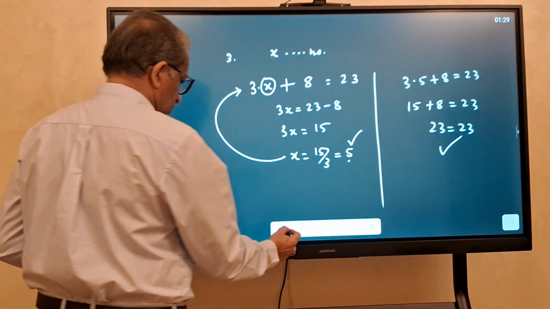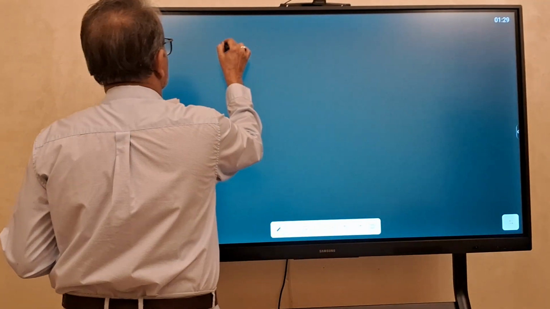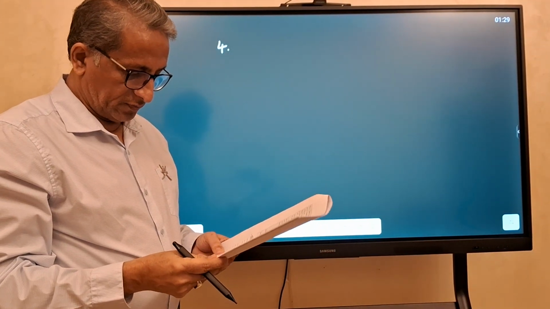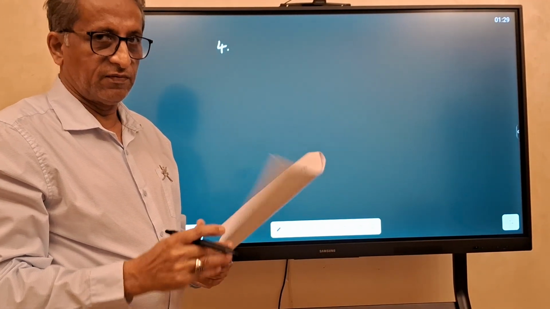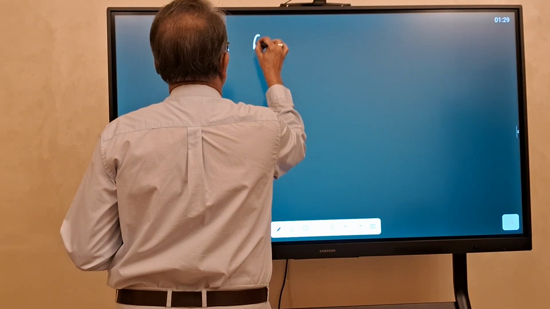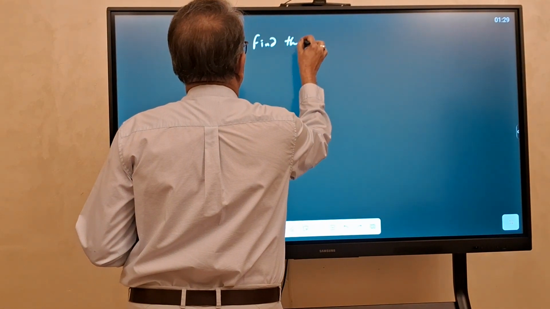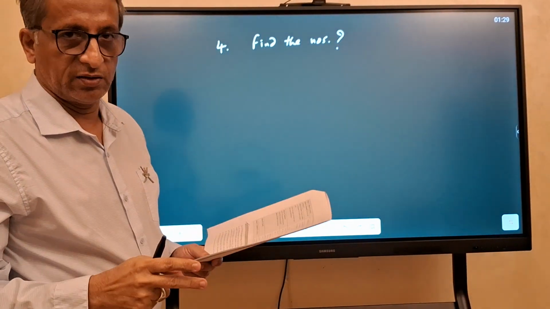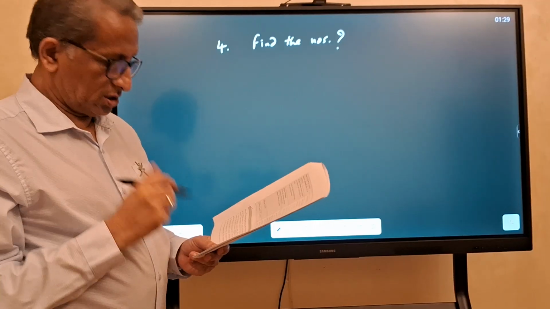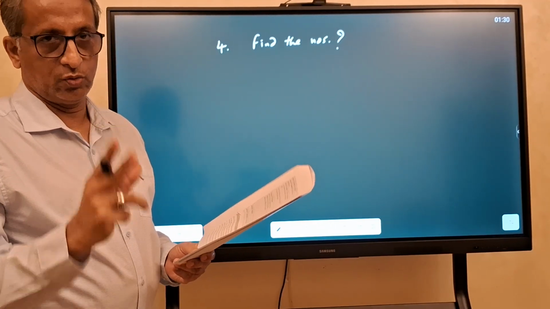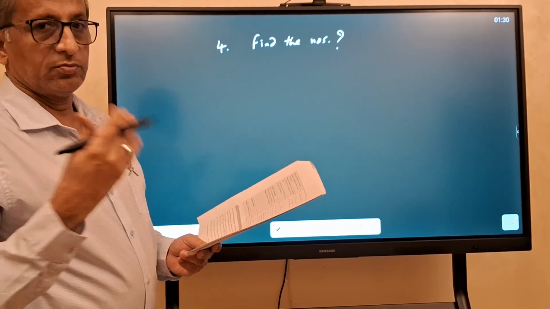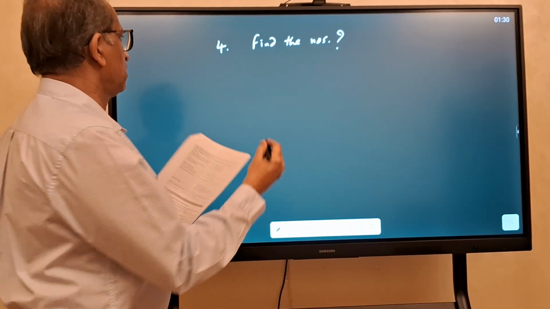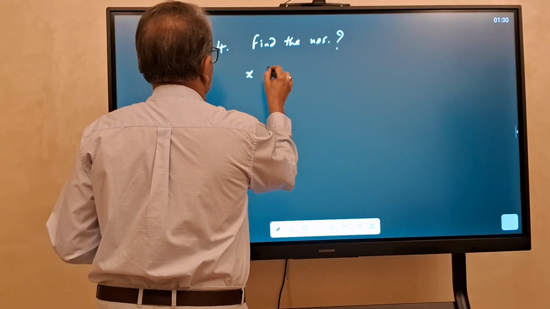See question number 4. This is a little different. One number is 5 more than the other. Their sum is 33. Find the numbers. So here you are asked to find the numbers, that means more than 1. In this question you are asked to find 2 numbers. So I cannot assume both numbers, I cannot have 2 variables in one equation. So what I will do now, let x be the first number.